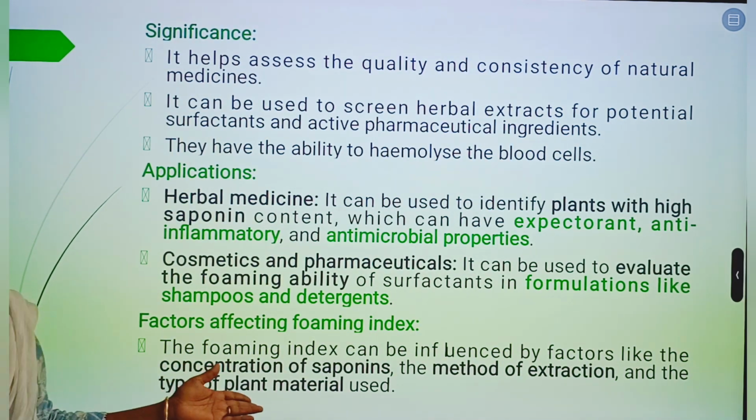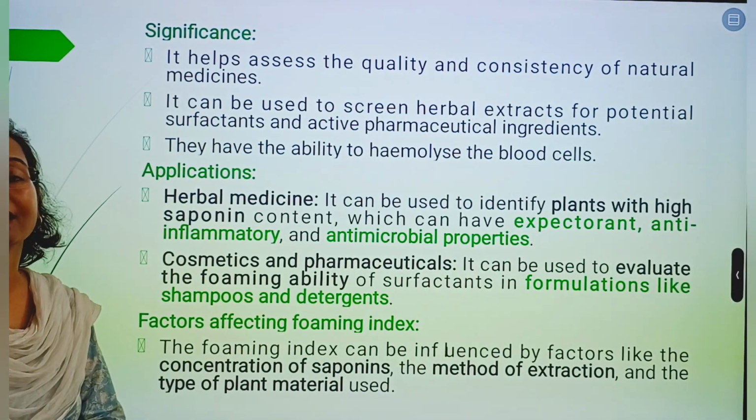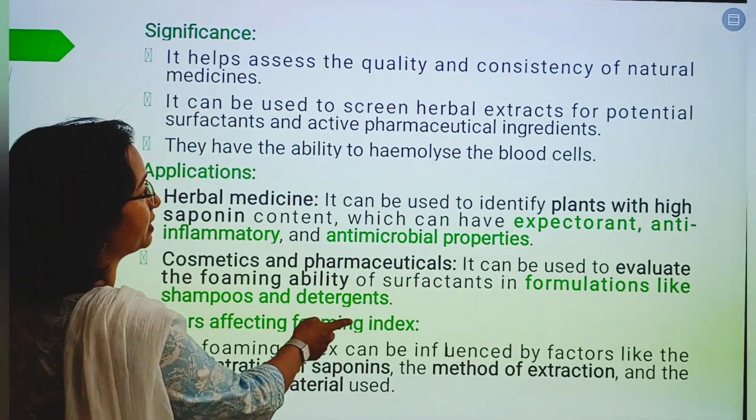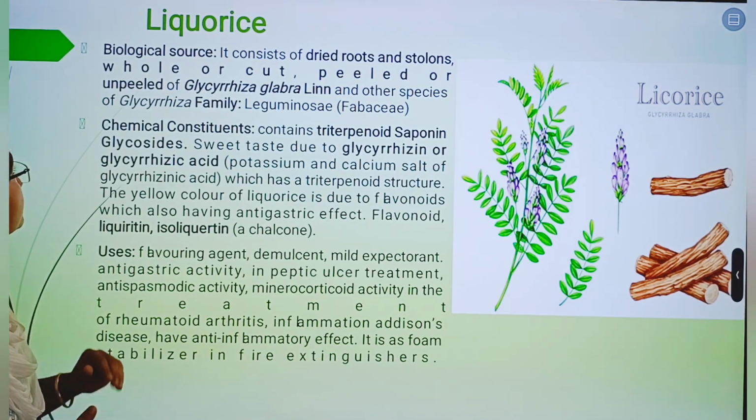The factors which affect the foaming index are usually the concentration of saponins, method of extraction and type of plant material, which are the common factors that affect the foaming index. The drug which we are taking today is liquorice.